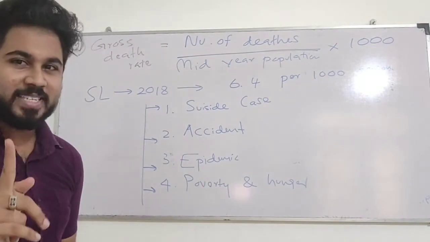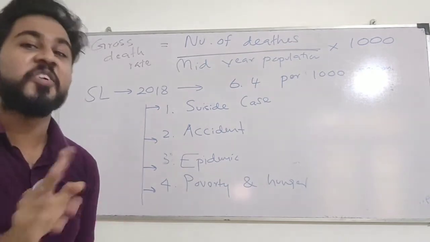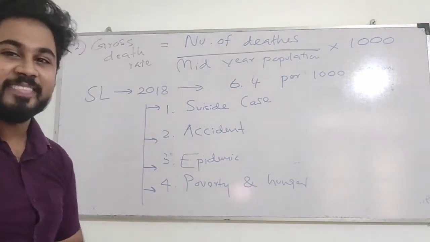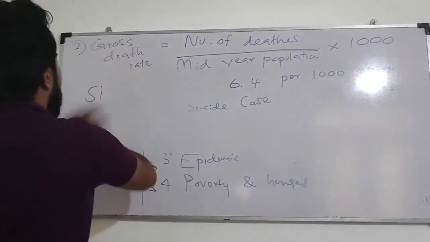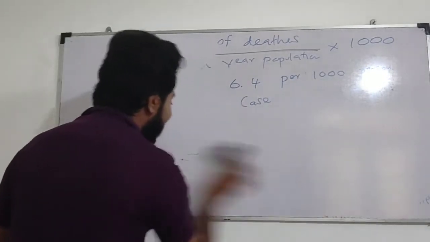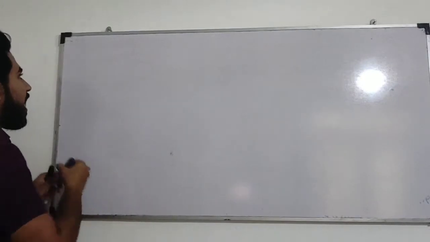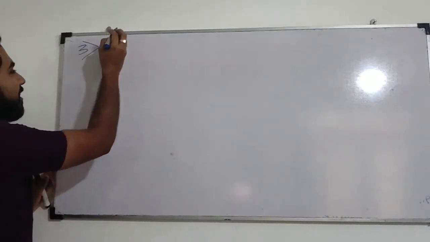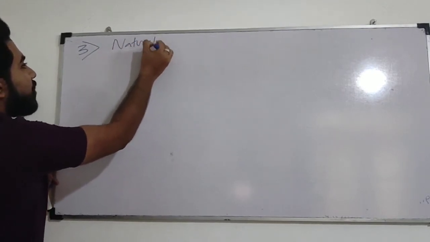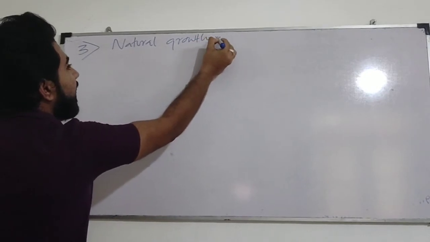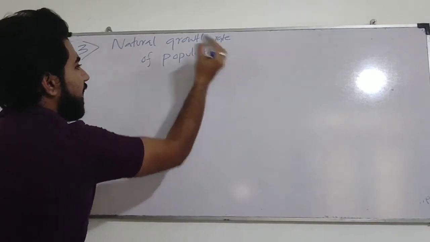We have done 2 parts so far. We call them gross birth rate and gross death rate. That means this one is the fertility rate, and this one is the mortality rate. Okay, right. Now we'll move to the third one. Very interesting part. We call it the natural growth rate of population.